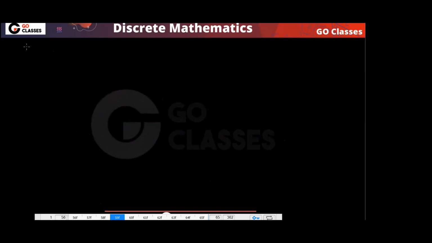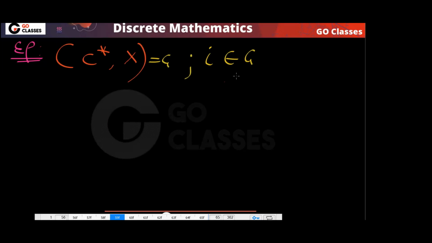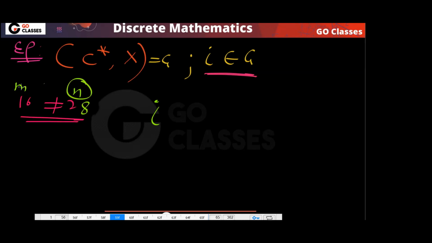It's like this. For example, take C star with multiplication and take this iota. This iota belongs to G, right? Yes or no? Agree? So iota belongs to G. Can I say, tell me, you can notice that 16 is not the same as 20. Agree? 16 is not the same as 20. So this is your m, this is your n. But maybe I can take 28. So you can notice that this is your n, this is your m.